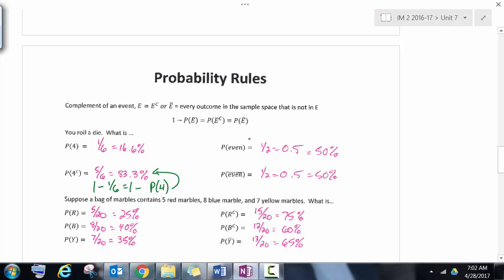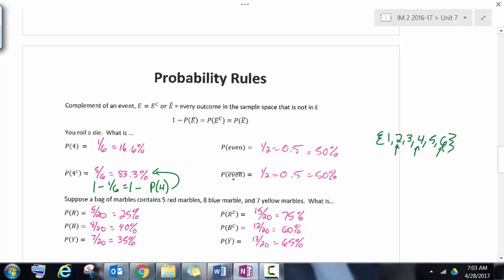If we're still rolling a die and we want to know the probability we get an even, well, again, our sample space is 1, 2, 3, 4, 5, 6. Even: 2, 4, 6, so 3 out of 6, which reduces down to 1/2, and we always simplify our fractions, or 0.5 or 50%.